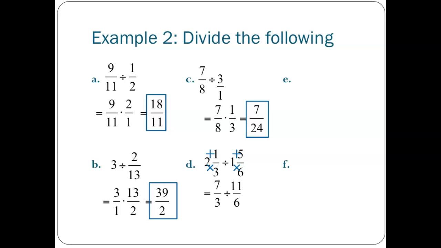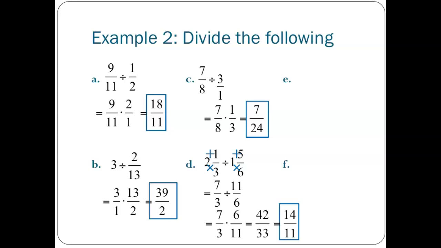All right, so now let's go ahead and flip the 11 over 6 so that it is 6 over 11. So this is going to be 7/3 times 6 over 11. And then we can multiply, so 7 times 6 is 42. 3 times 11 is 33. And then see if this can be simplified any further. And in fact, both of these can be divided by 3. So 42 divided by 3 is equal to 14, and 33 divided by 3 is equal to 11. So this is 14 over 11, and that is our simplified answer.